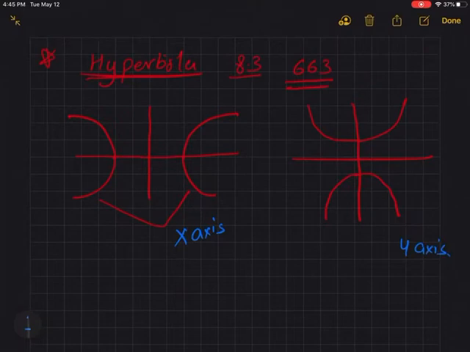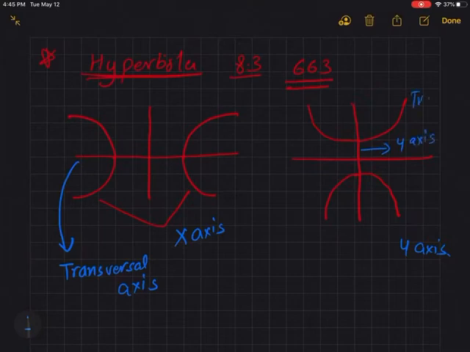Okay, so what are the vocab terms? Before, for ellipses, we have major and minor axis. Major for the longer one, minor for the shorter one. So that doesn't go with hyperbola. So how does it work? Basically, the axis that has the parabolas on it is called the transversal axis. So in the case of the first one, the x-axis would be the transversal axis. And in the case of the second one, since the hyperbola is on the y-axis, this y-axis would be the transversal axis.